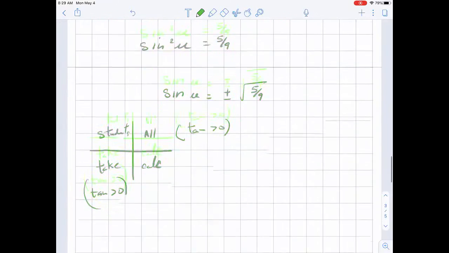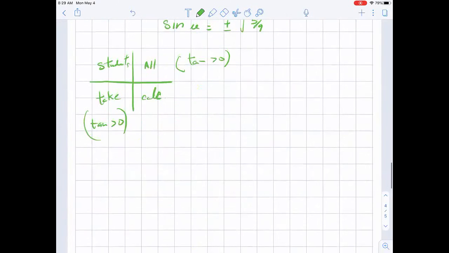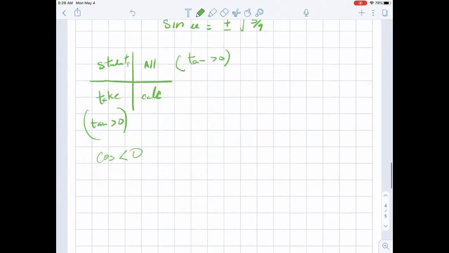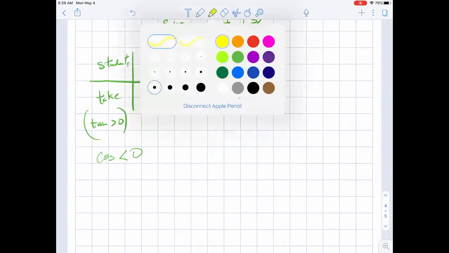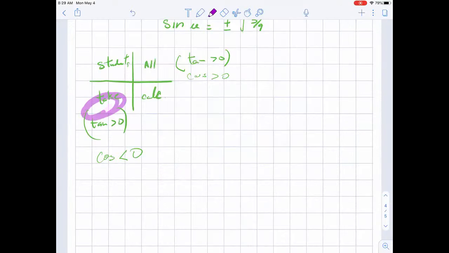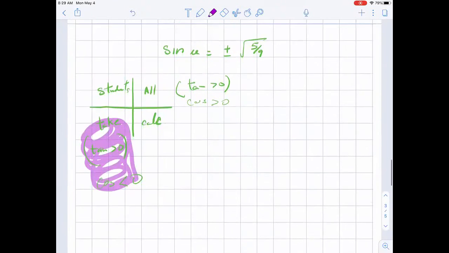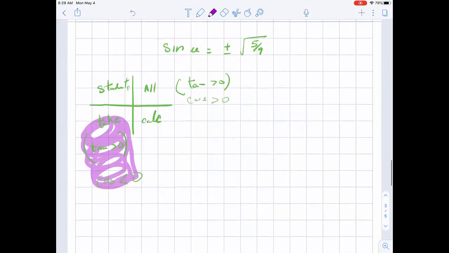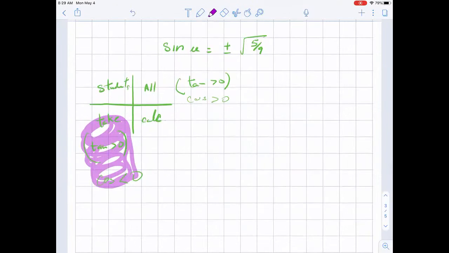So where is cosine negative? It has to be in this quadrant here, because cosine here is also positive. So we're talking about quadrant 3. This thing is in quadrant 3. Now in quadrant 3, is sine positive or is sine negative?